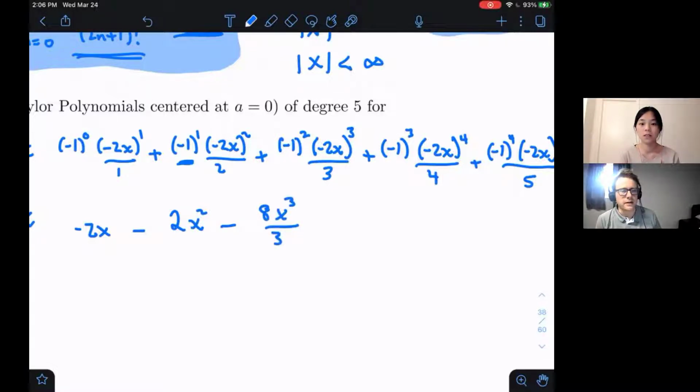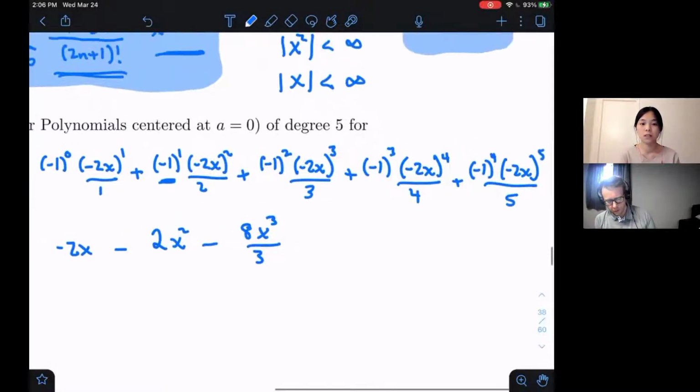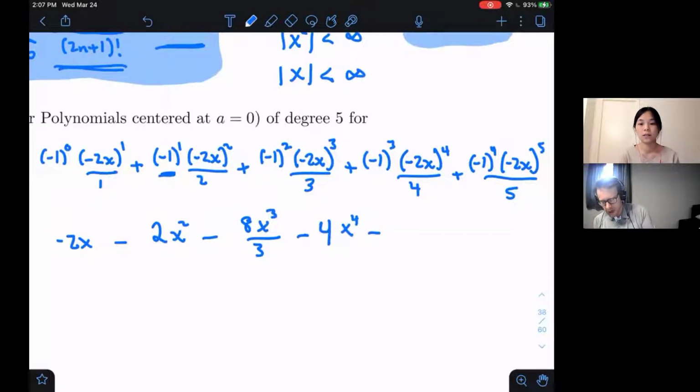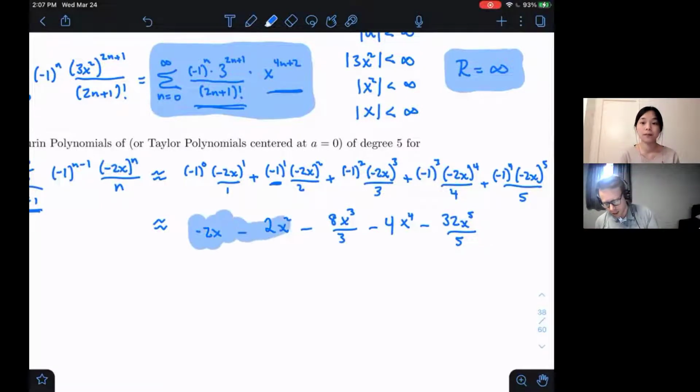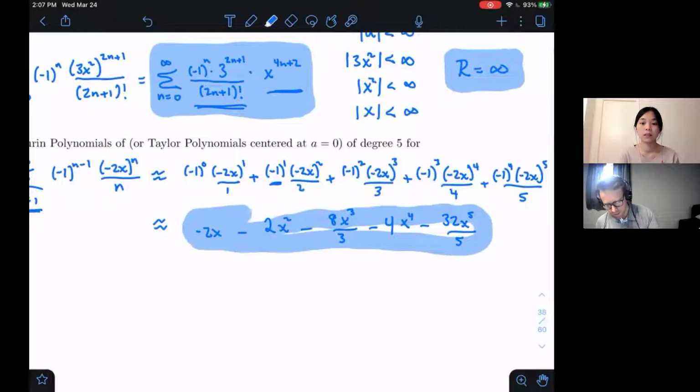That one we didn't get any nice cancellation, but that's fine. Here we have negative, and we're going to have 16x to the 4th divided by 4. So this does simplify a bit, and we could write it as 4. And then here we're going to have negative 32x to the 5th divided by 5. So again, this would go on forever if you wanted the full series. But in this case, we just want the polynomial stopping after degree 5. And so this right here would be my final answer.